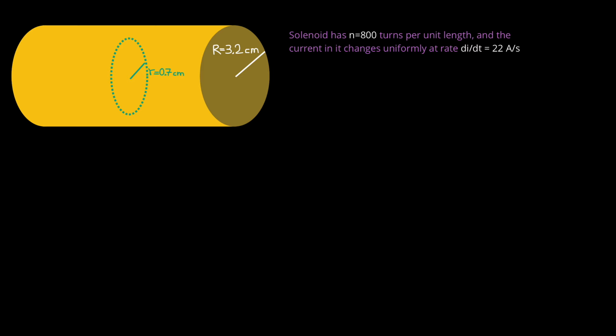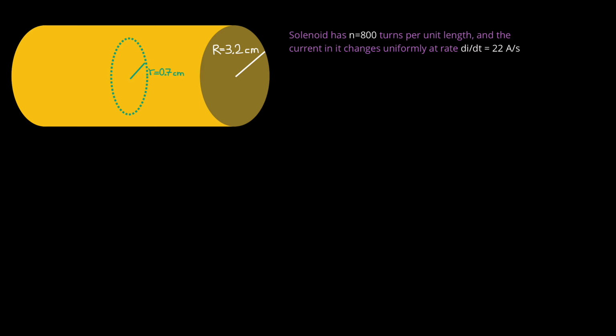A solenoid has a radius equal to 3.2 centimeters and it has 800 turns per unit length. The current in the solenoid changes uniformly at a rate of 22 amps per second. We'd like to calculate the magnitude of the electric field at a point near the center of the solenoid, 0.7 centimeters from its center.